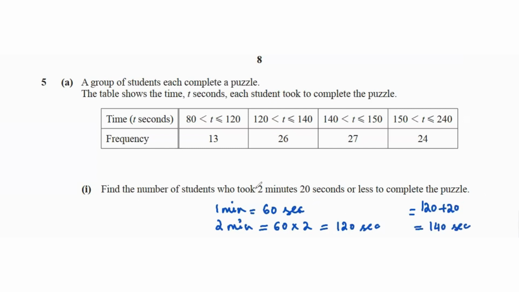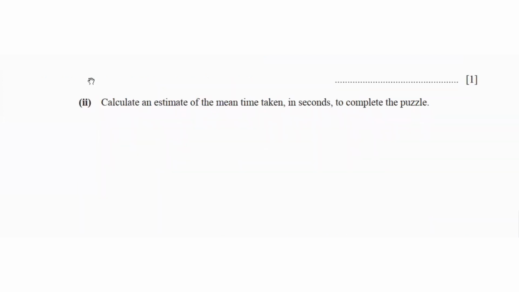So we need to find the number of students who took 140 seconds or less, which is basically going to be this bracket. So the number of students is going to be 13 plus 26, which is 39. Then it says calculate an estimate of the mean time taken in seconds to complete the puzzle.